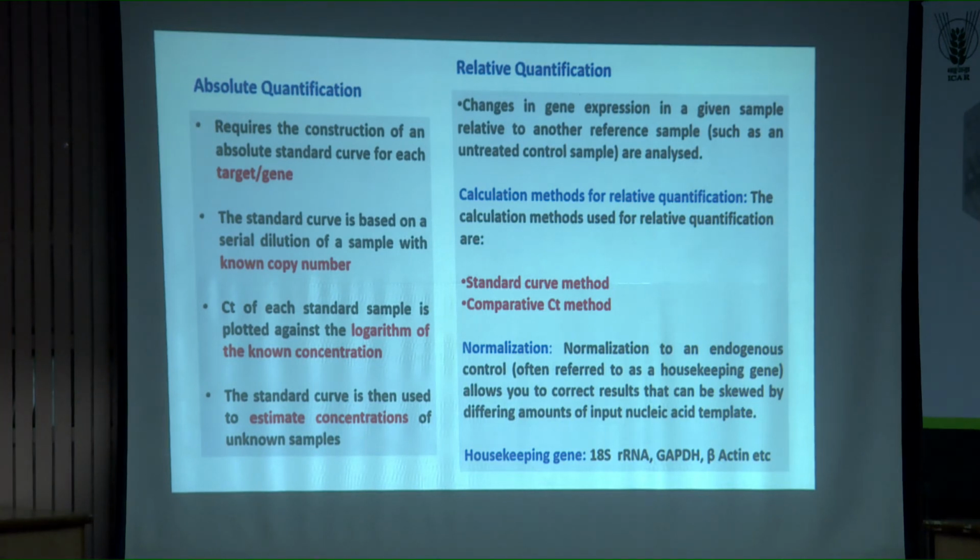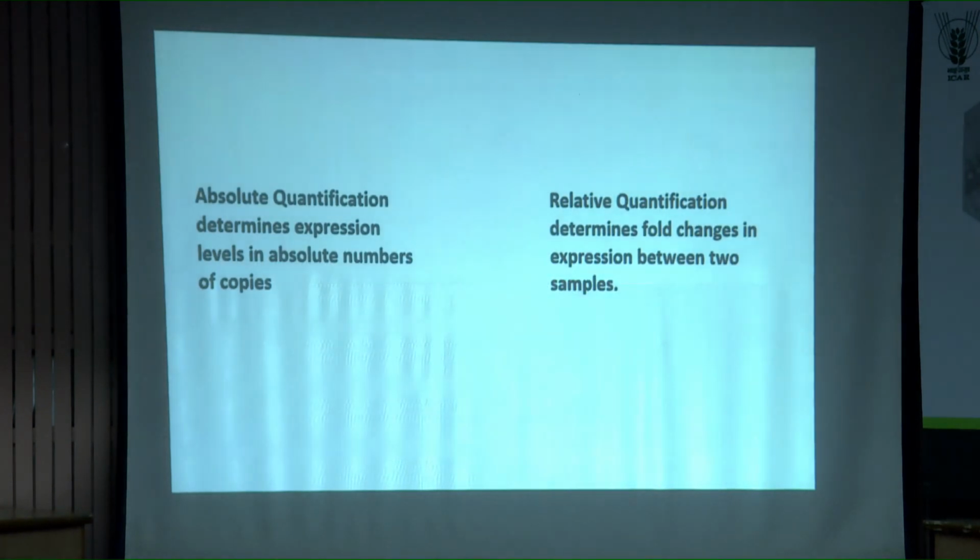Calculation methods for relative quantitation. The calculation methods used for relative quantitation are the standard curve method, the comparative CT method, and normalization to an endogenous control. And of course, we use housekeeping genes as one of the reference genes here. Absolute quantitation determines the expression level in absolute numbers of copies. Relative quantitation only gives you the fold change in the expression between 2 different samples, right?